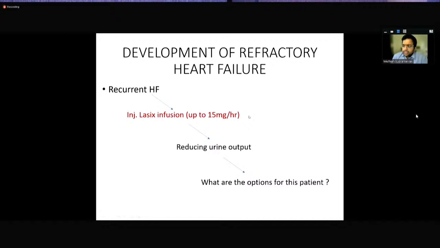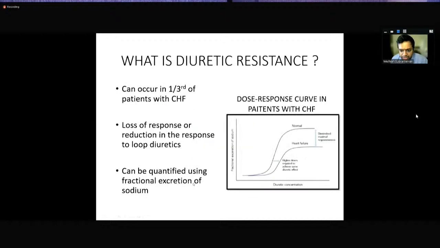The other problem that we have in some of these patients is, let's say you have a patient with recurrent heart failure and a lot of peripheral and pulmonary edema. They are on Lasix injection, maybe sometimes we even go up to 15 milligrams per hour, but they are steadily having reducing urine output. So what are the options for these patients? These are the patients who have diuretic resistance.